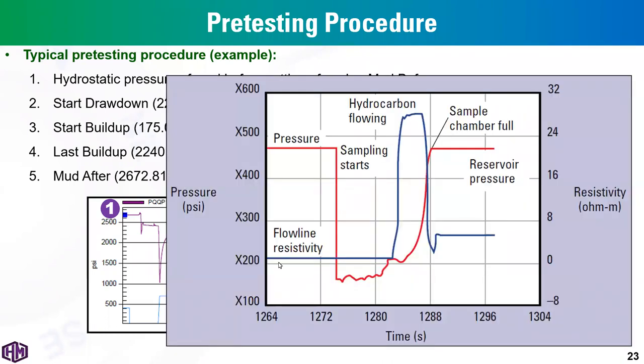This is similarly shown in terms of the flow line resistivity and the pressure. So pressure starts to decrease due to the start of drawdown. At the same time, the flow line resistivity is increasing with time, which means the sample contamination is decreasing with time due to pumping out of the fluid, the near wall pore fluid affected by drilling fluid contamination and mud filtrate.